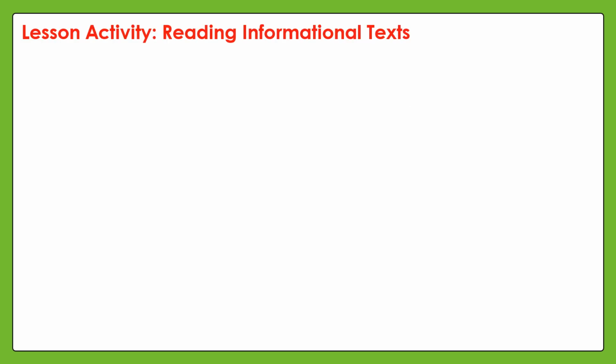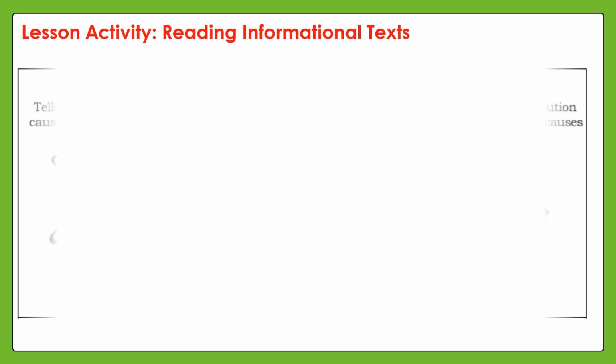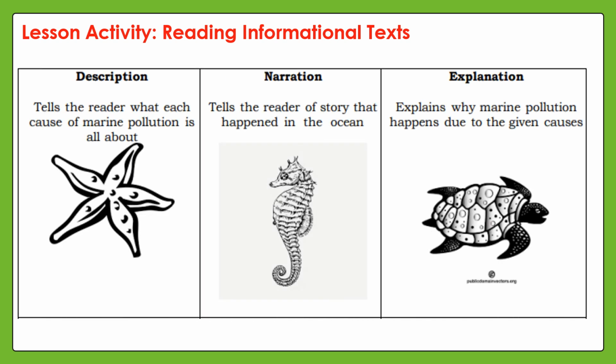Lesson activity: reading informational text. Description tells the reader what each cause of marine pollution is all about. Narration tells the reader of a story that happens in the ocean. Explanation explains why marine pollution happens due to the given causes.